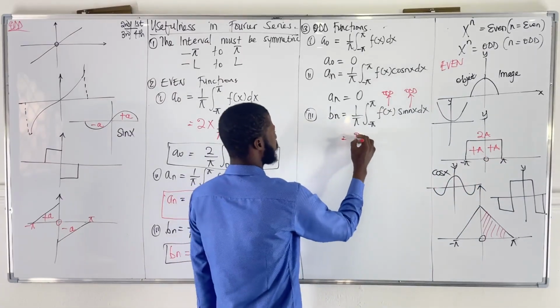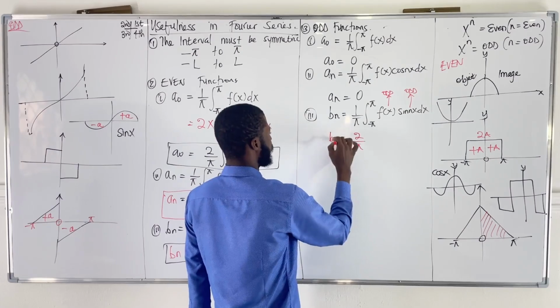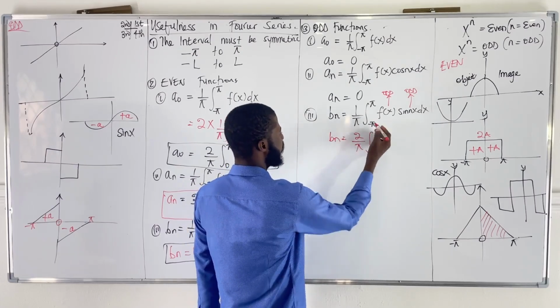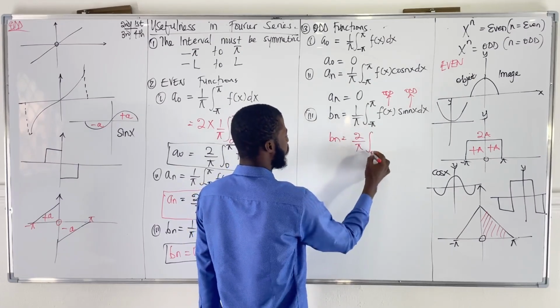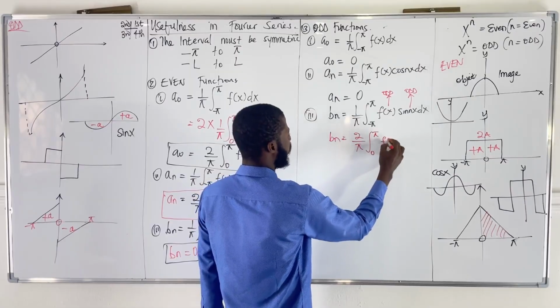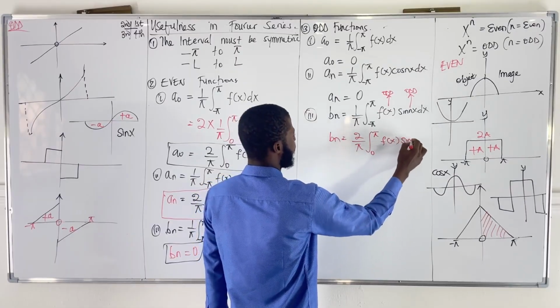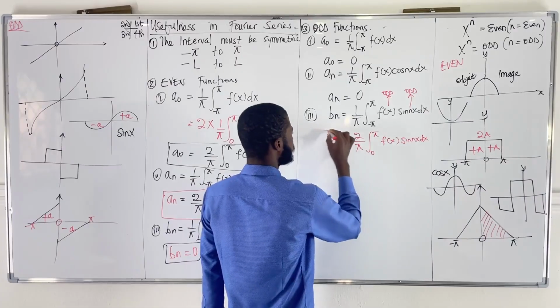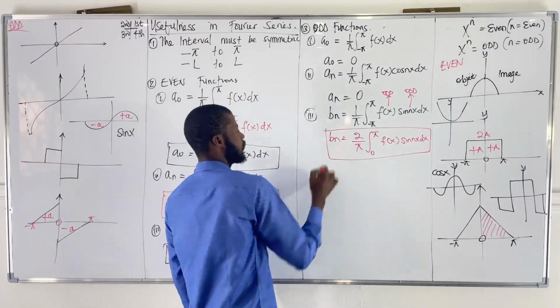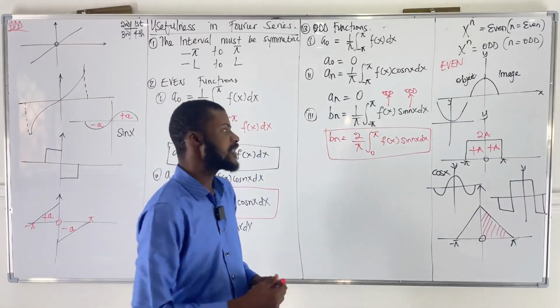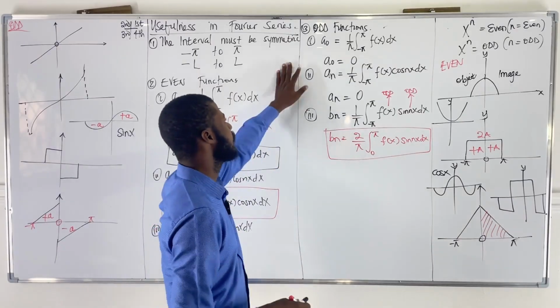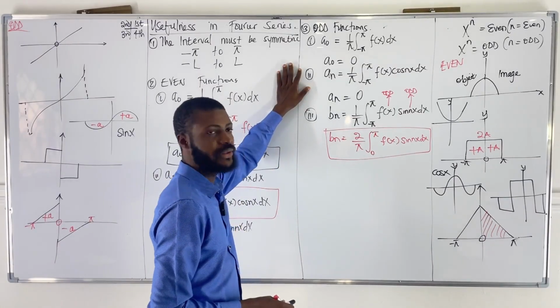So this will just be 2 over pi, so b sub n is 2 over pi. Change the integral, instead of minus pi to pi, that becomes 0 to pi of f of x sine nx dx. So that's just it. As you can see, life is now very easy.